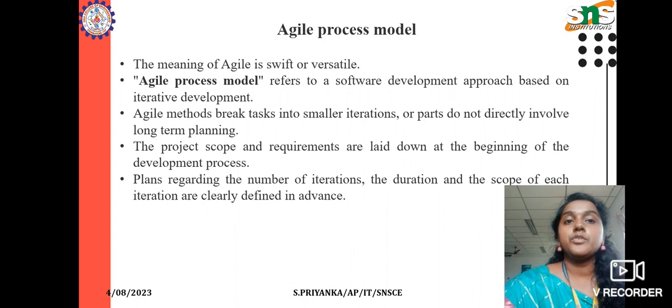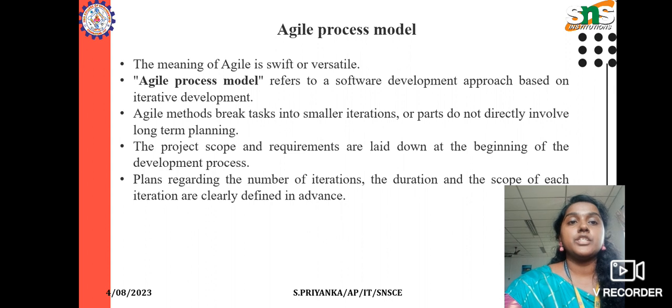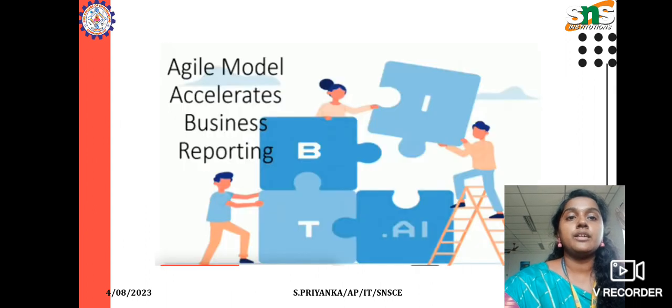An Agile process model mainly refers to a software development approach that is based on iterative development. Agile methods break tasks into smaller iterations. They do not directly involve long-term planning. The project scope and requirements are laid down at the beginning of the development process. Here, the plans regarding the number of iterations and the duration and scope of each iteration are clearly identified in advance. That's why we are going for the agile process model.